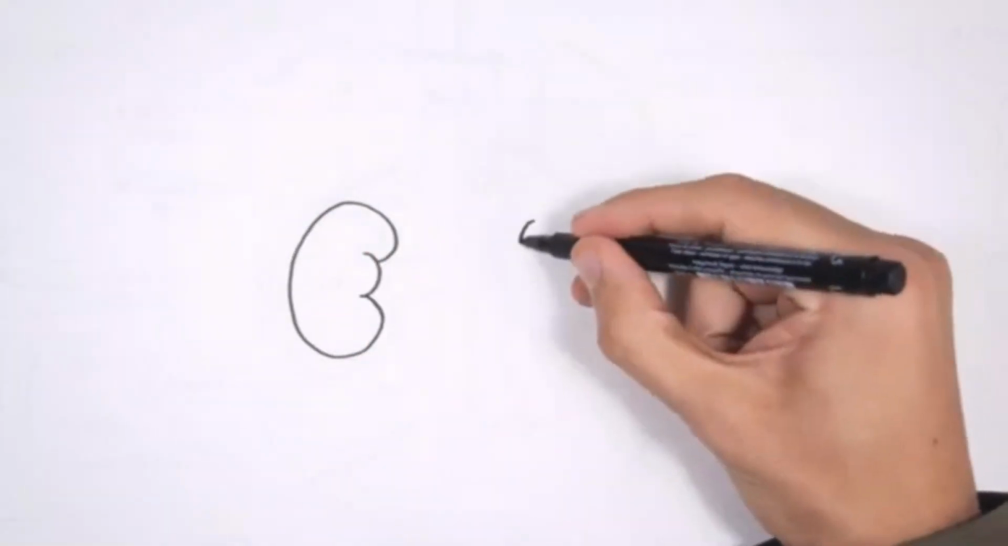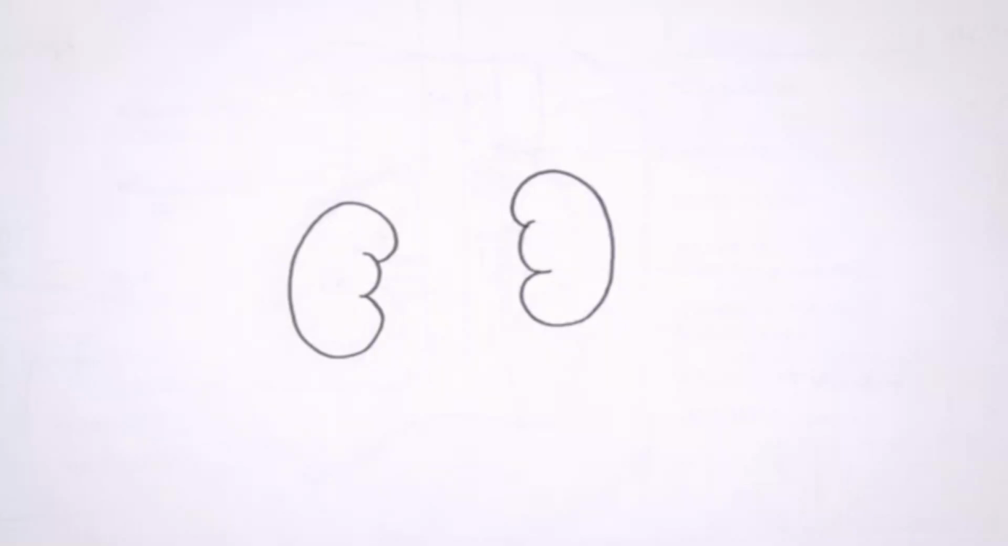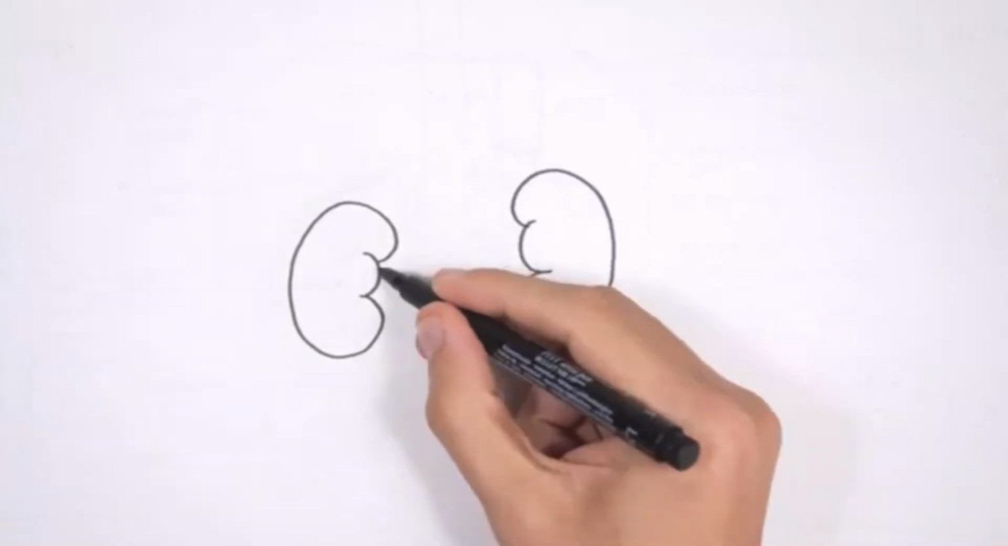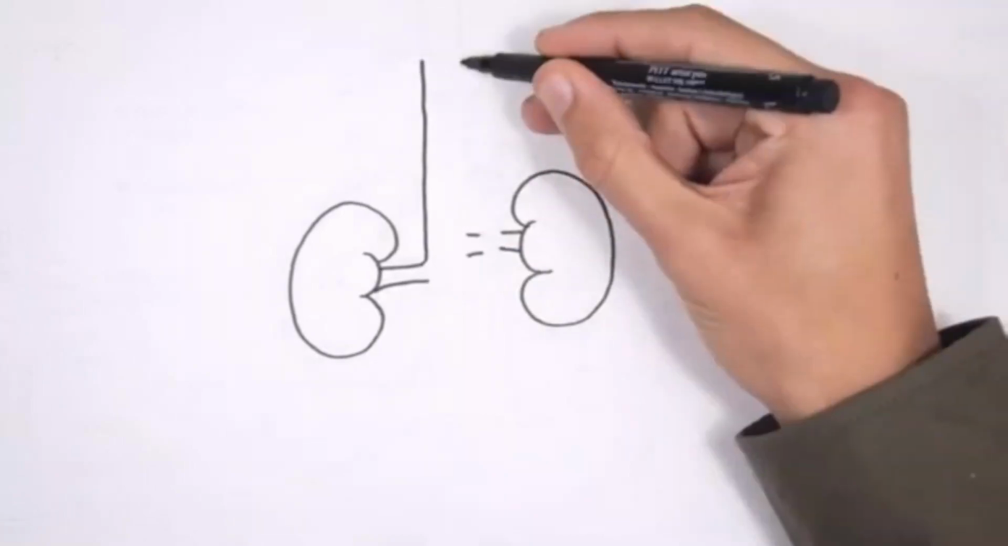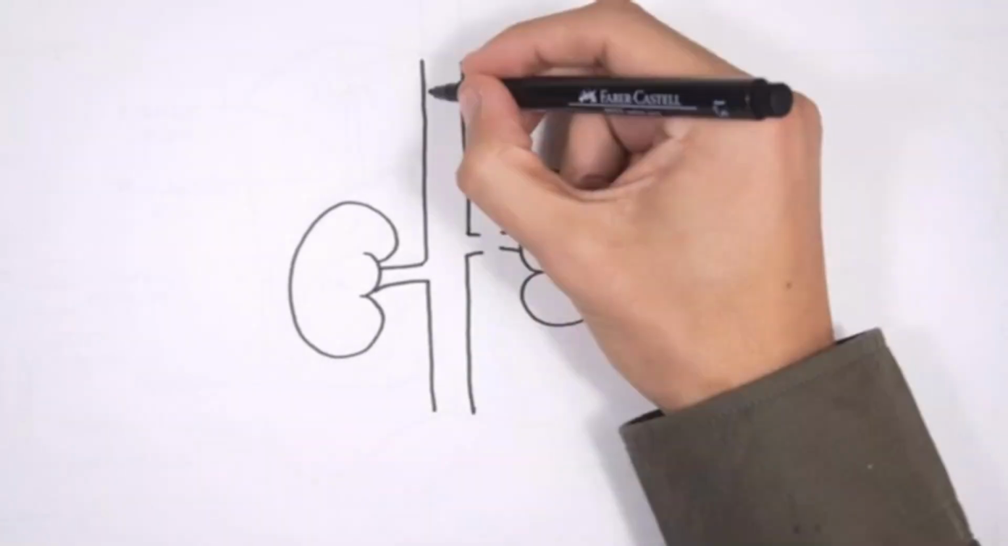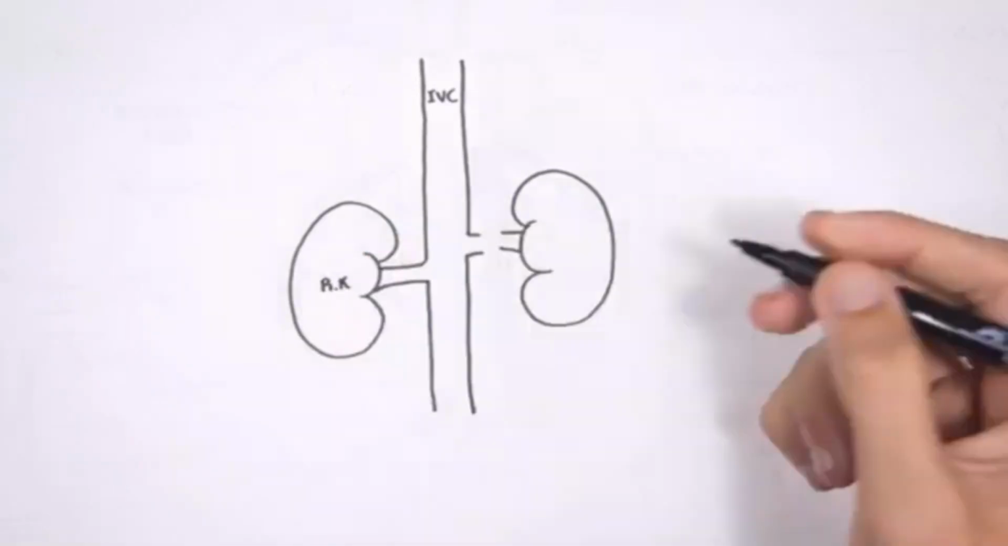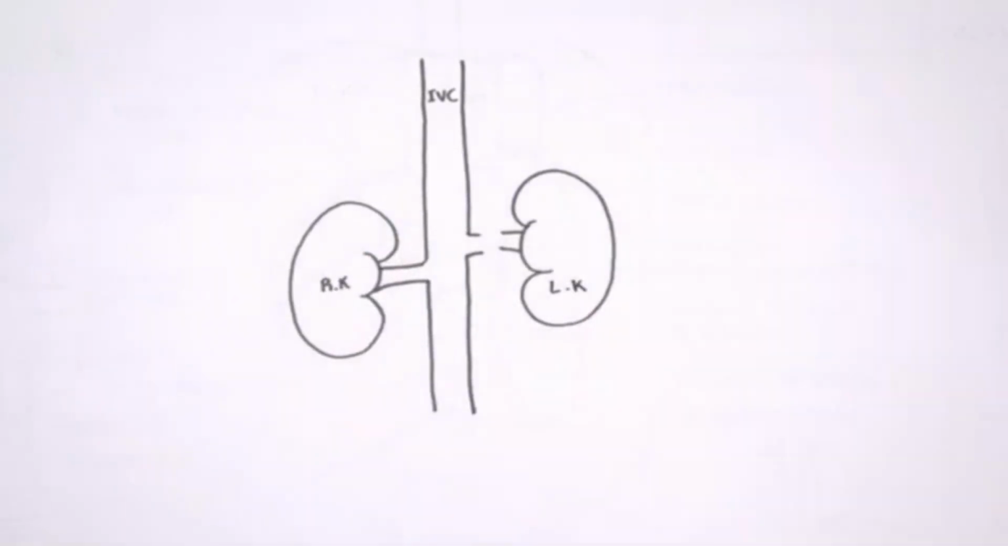Hello, in this video we're going to talk about the kidneys. This is a clinical anatomy video. So let's begin by drawing out the kidneys here. Here I'm drawing the inferior vena cava, and here you have your right kidney and your left kidney.